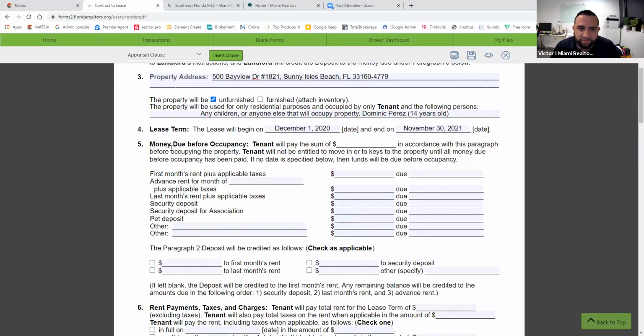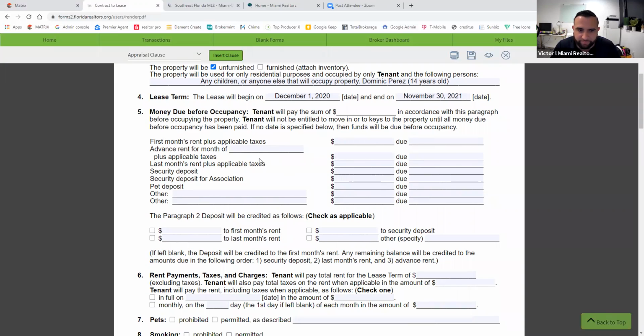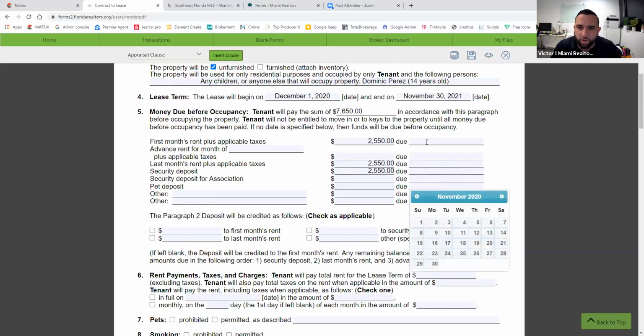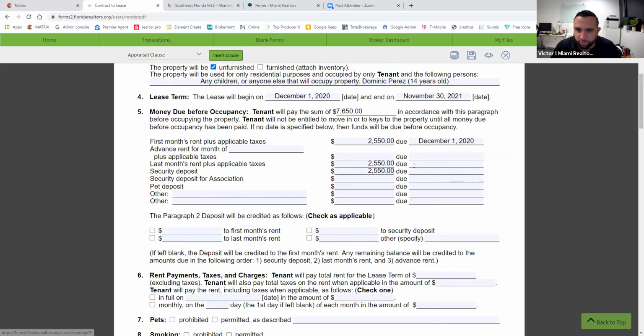Number 5, money due before occupancy. So it says here, tenant will pay the sum of blank in accordance with the paragraph below before occupying the property. All right. So over here, basically, guys, what you want to do is fill this information out. Most of the times on the MLS, most properties require first month's rent, deposit, and last month's rent. So in this case, we're going to put $2,550 for the first month's rent, $2,550 for last month's rent, and $2,550 for the security deposit, all due December 1st. Okay, all due December 1st. This is all money due before occupancy.